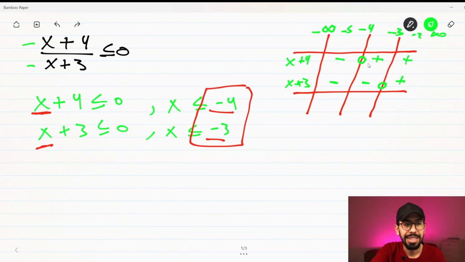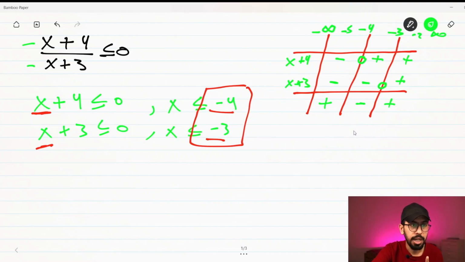This step is really important in order to get the result from here, because now we need to multiply these together. Minus multiplied by minus is positive. Positive multiplied by negative is negative. Positive multiplied by positive is positive. So this method is done.